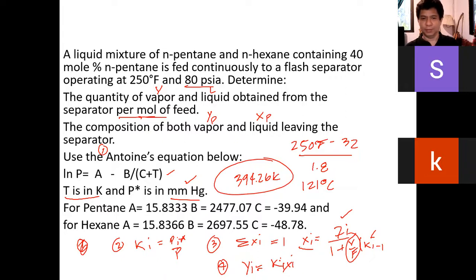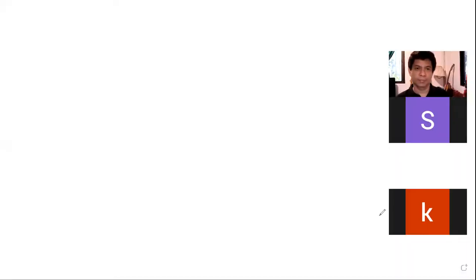Okay, so let's solve this. Mag-whiteboard tayo. Okay. So na-solve ko na yung temperature in Kelvin. I got something like 394.26.